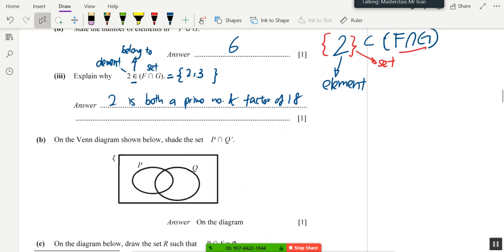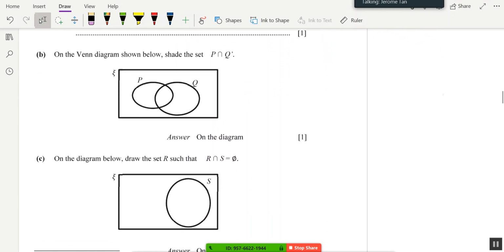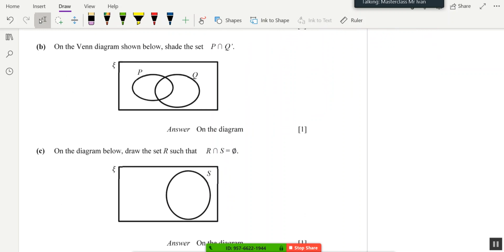P intersect Q prime. Is it the middle part? No. That's P intersect Q. It's the P that is not Q. Jerome, do you understand why? P and Q prime. You think of intersect as "and". Q prime means I'm inside P but I'm not inside Q. This is the only place.